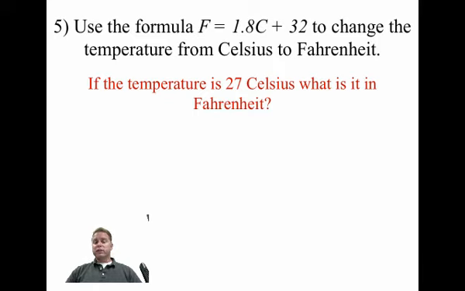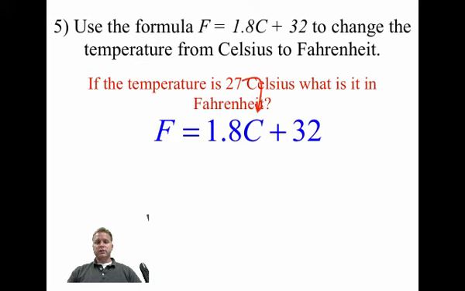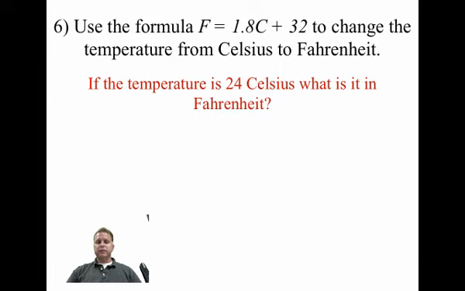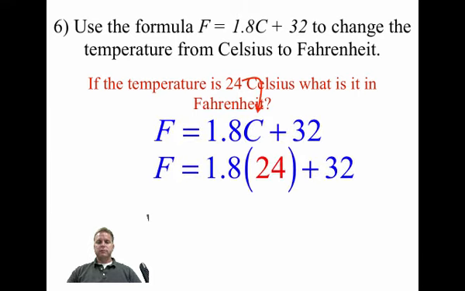So if the temperature is 27 degrees Celsius, what is it in Fahrenheit? Here's our formula. Take the 27 degrees Celsius, plug it in for the C. So we'll have Fahrenheit is equal to 1.8 times 27 plus 32. So we get 80.6 degrees Fahrenheit. Would you try this one, please? Okay, here's our formula. Plug it in. This time we'll get 75.2 degrees Fahrenheit.